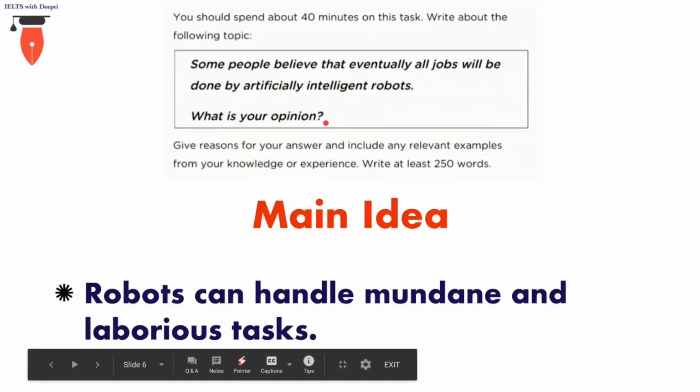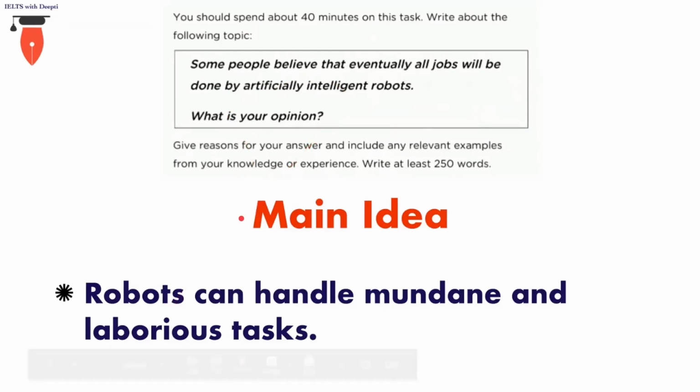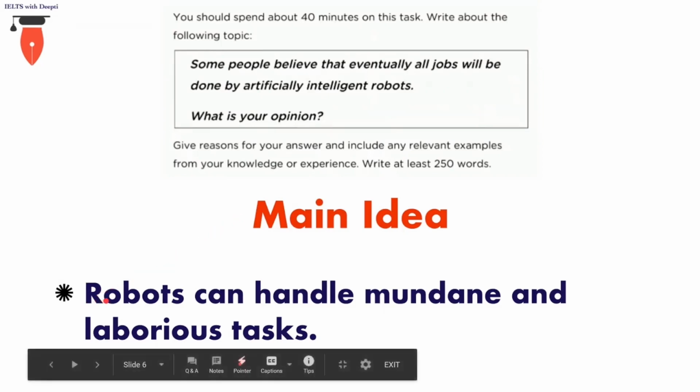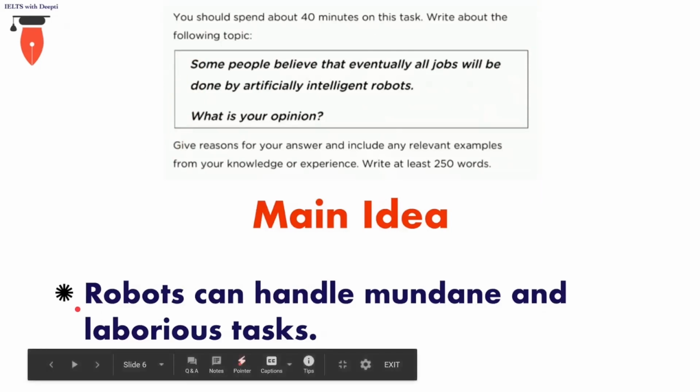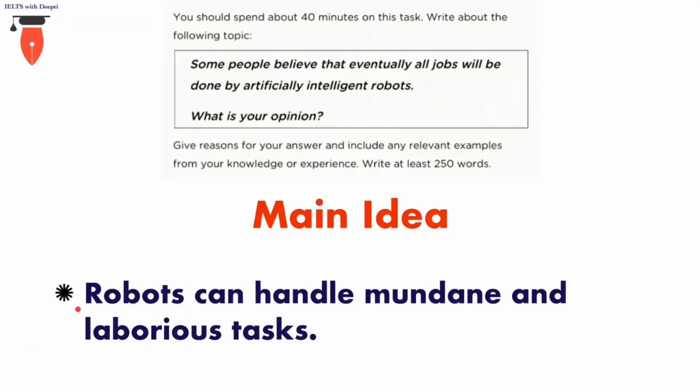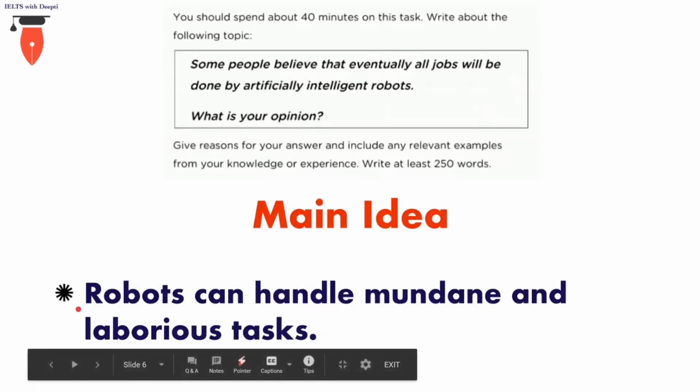Now, working around the same essay topic, we are going to talk about the main idea. So the main idea in one paragraph that we can give is robots can handle mundane and laborious tasks. So this is actually supporting the point given here. We are saying that if the task is laborious or mundane, in that case, a robot will be good enough to handle that task. Now, this is the main idea or the primary idea of my body paragraph. So we can also call it body paragraph 1 in this case.